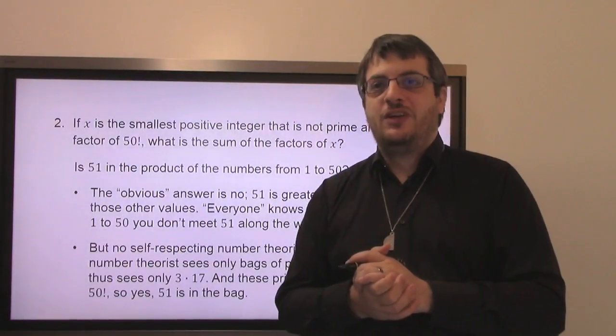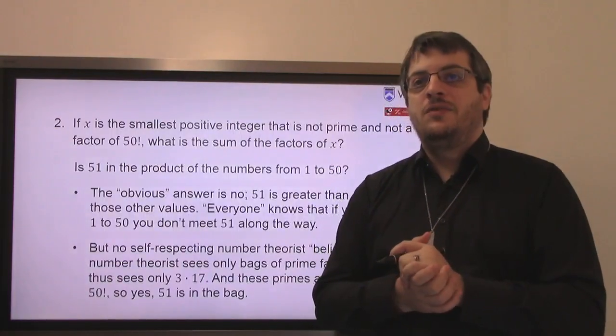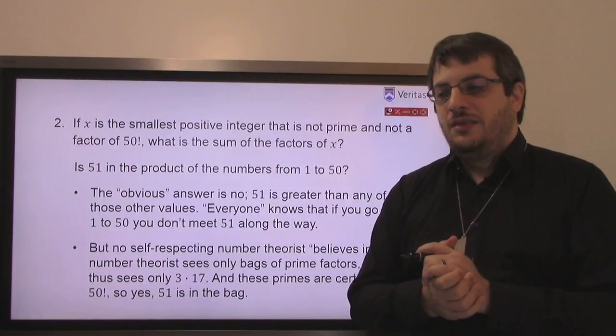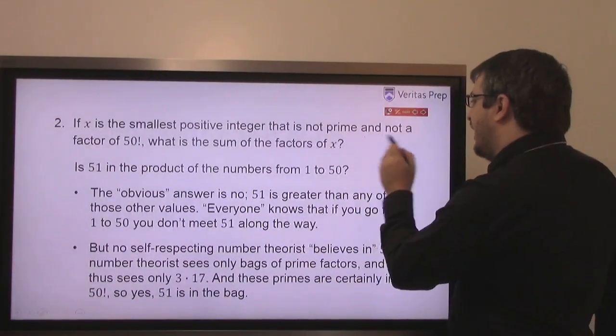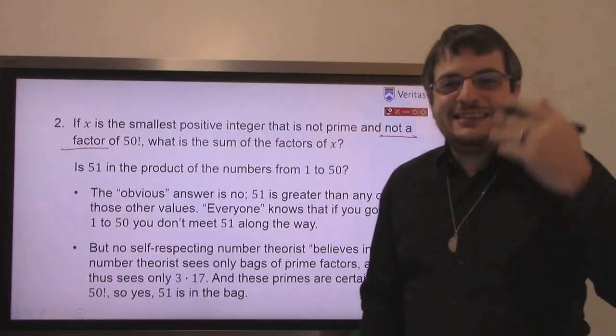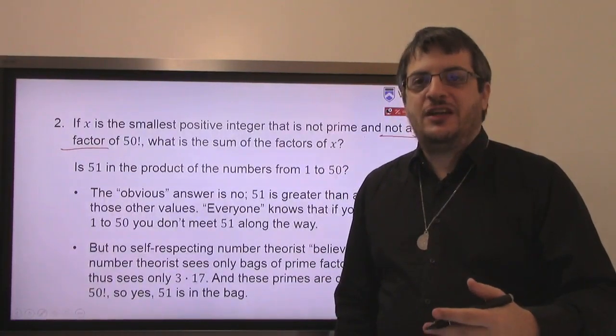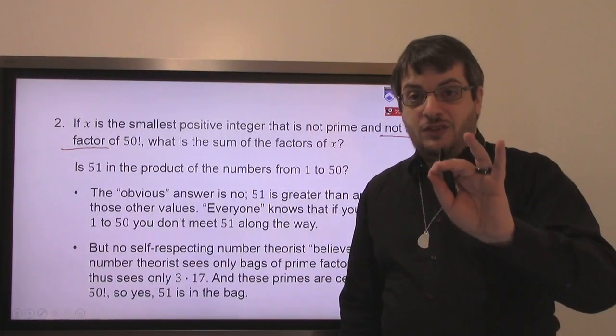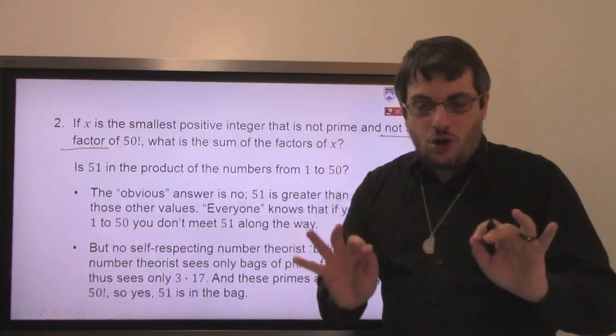2 is a prime number. It asks for not prime, so certainly we don't want 2. Okay, the point is, they ask for a number that is not a factor of 50 factorial. The problem is 51 is a factor of 50 factorial, right? 51 is a factor, so 51 is wrong.